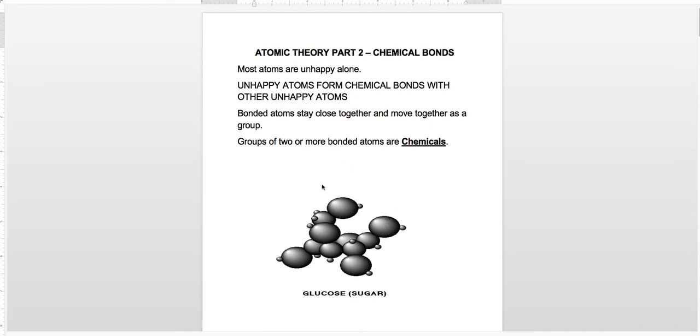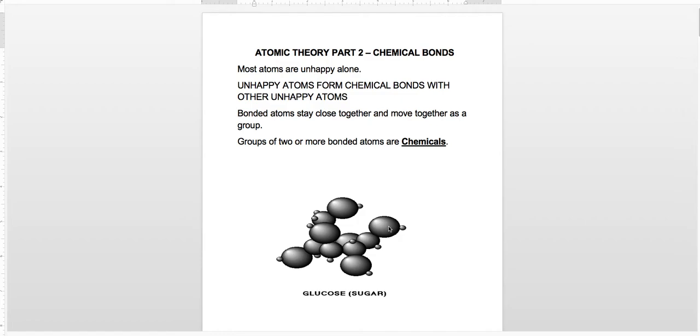So here in this sheet, this is a picture of a bunch of atoms, which are represented by these circles of different sizes. And these atoms are kind of sticking together. They're staying very close to each other in this big group here. And this big group of atoms of different types is called sugar. This is a particular group of atoms that we call sugar. Sugar is a chemical. It's a group of bonded atoms. And all of these atoms have bonded with each other this way in order to make themselves happy, in order to get something they need.